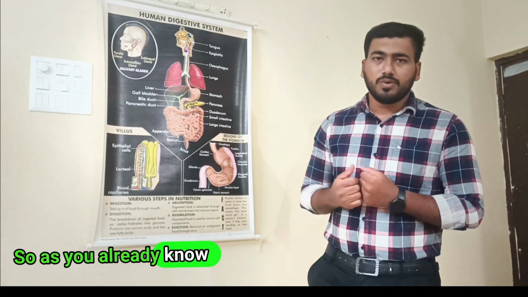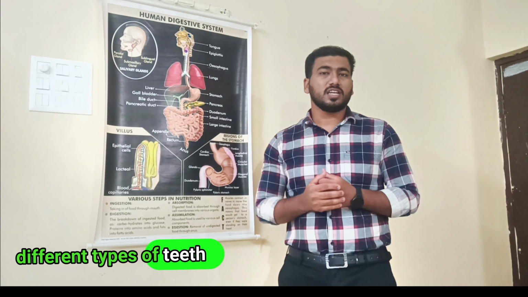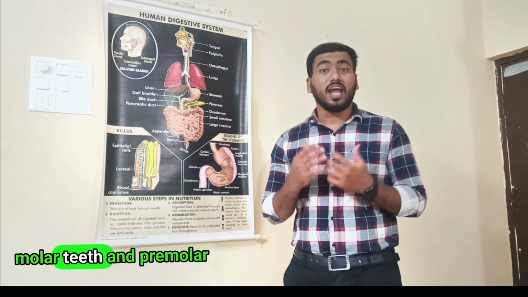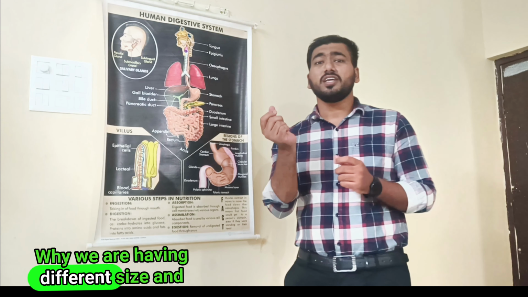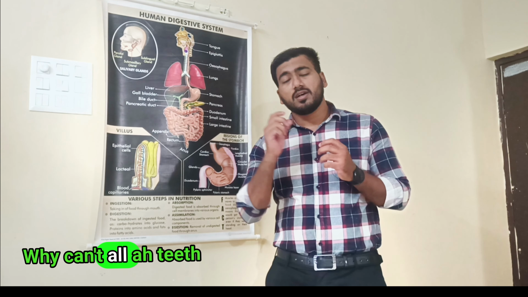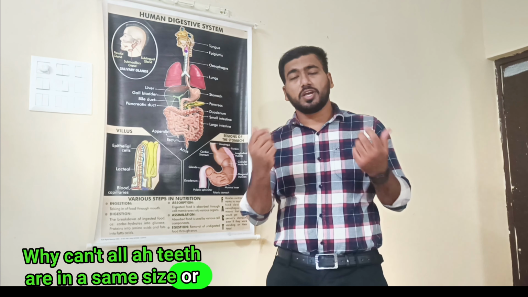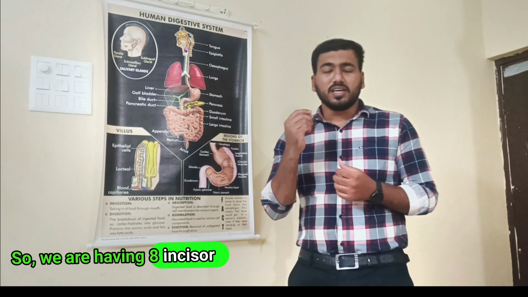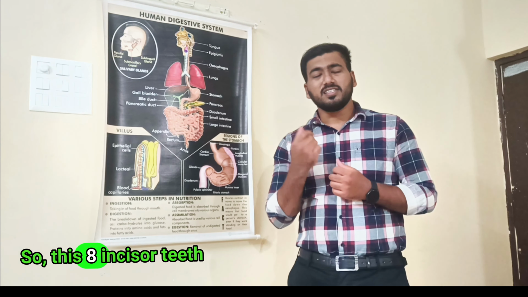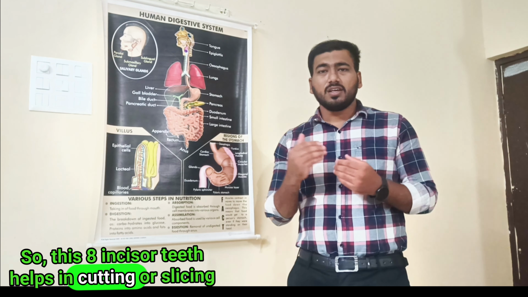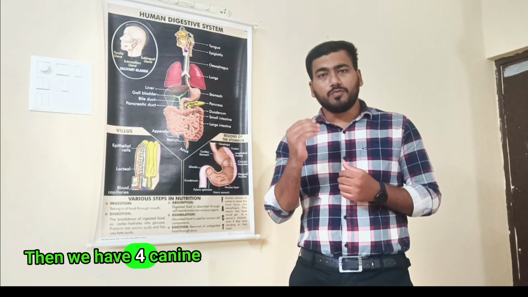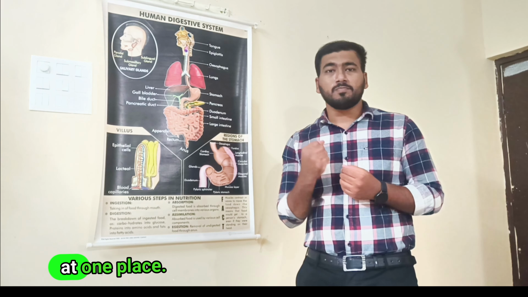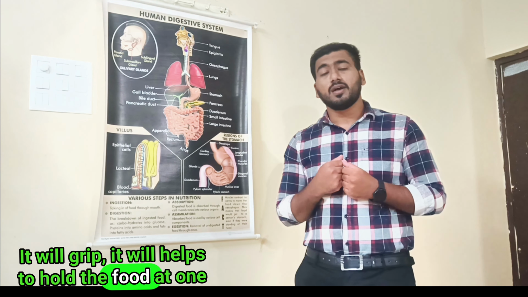As you already know, we have many different types of teeth in our mouth. We have canine teeth, incisor teeth, molar teeth and premolar teeth. Why do we have different sizes and shapes of teeth? Why can't all teeth be the same size or shape? There is a particular reason behind it. We have 8 incisor teeth. These help in cutting or slicing food. Then we have 4 canine teeth. These help us to hold the food in one place.